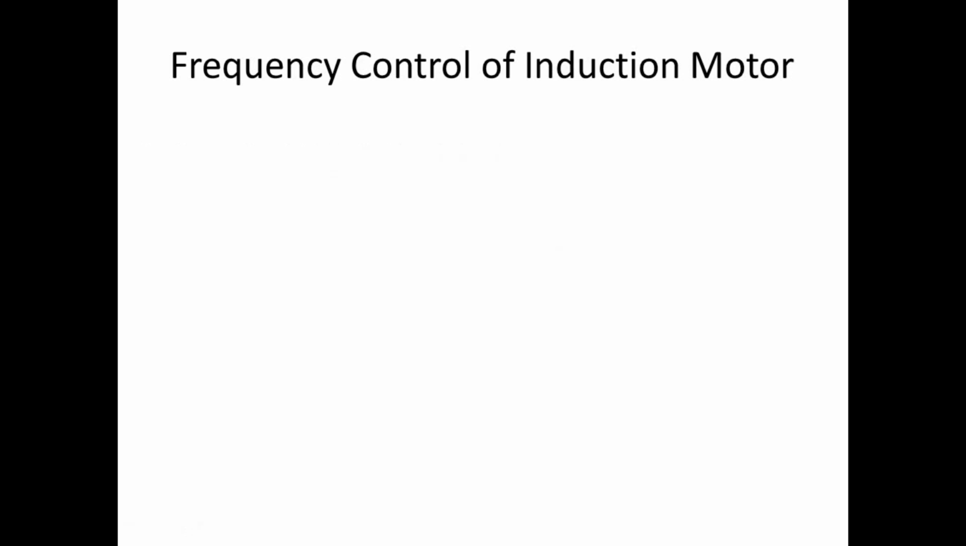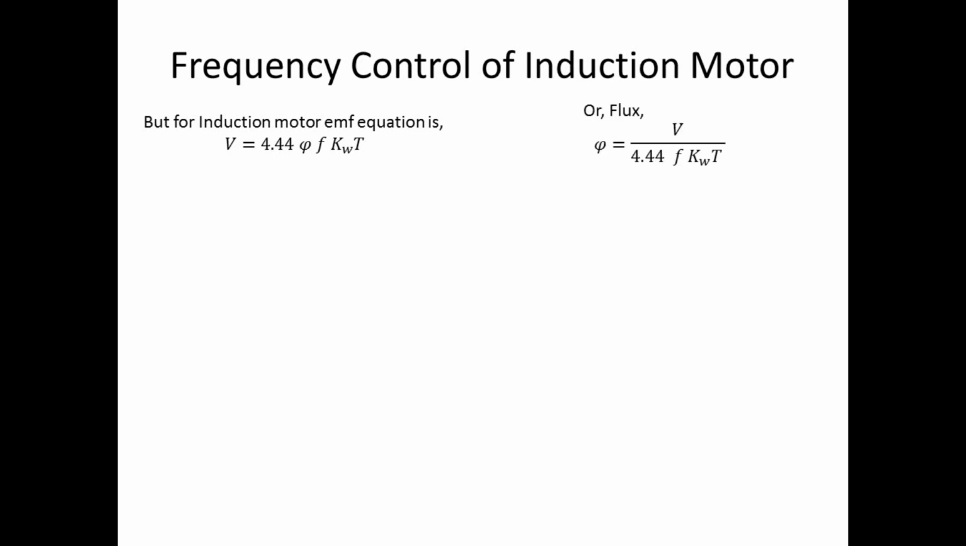But we have the induction motor EMF equation as V equal to 4.44 F phi Kw T, where phi is flux, or we can say flux is equal to V by 4.44 F Kw T. So here in the frequency control method, for increasing the speed we are increasing the frequency. What will happen is this flux will be decreasing. Flux is inversely proportional to frequency. So if frequency is increased in order to increase the speed, flux will be decreasing.